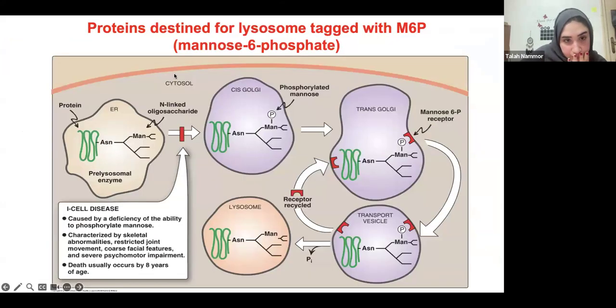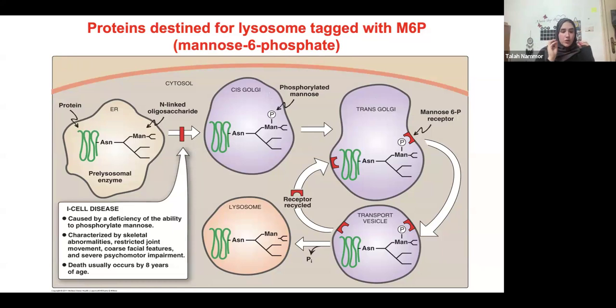Yes, okay, so now let's talk about I-cell disease specifically. Now, in I-cell disease, the problem is in mannose-6-phosphate. Now, mannose-6-phosphate, why is it important? It's important because it's like a protein tag.